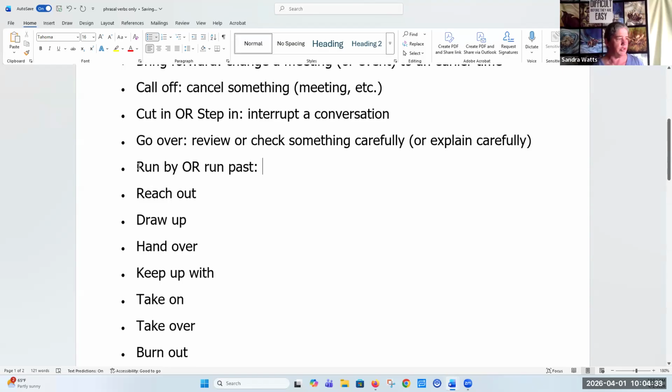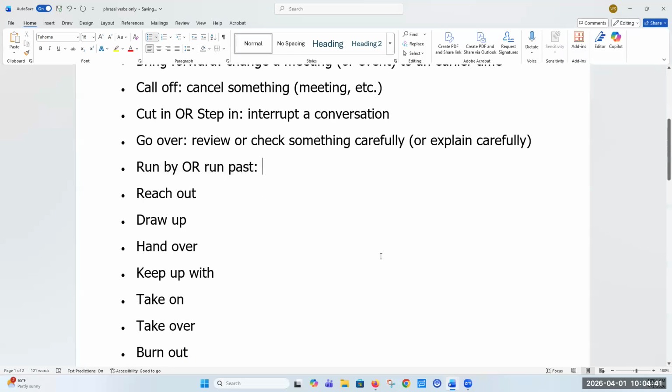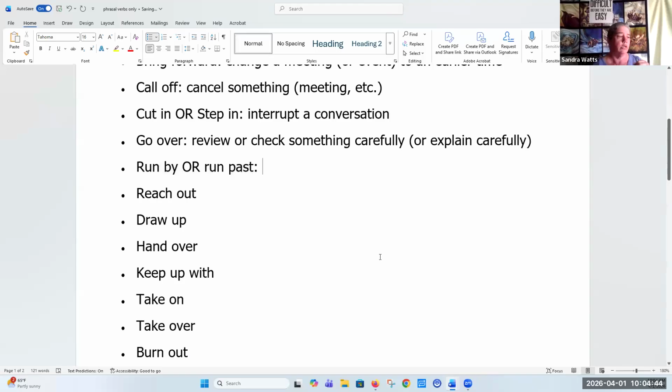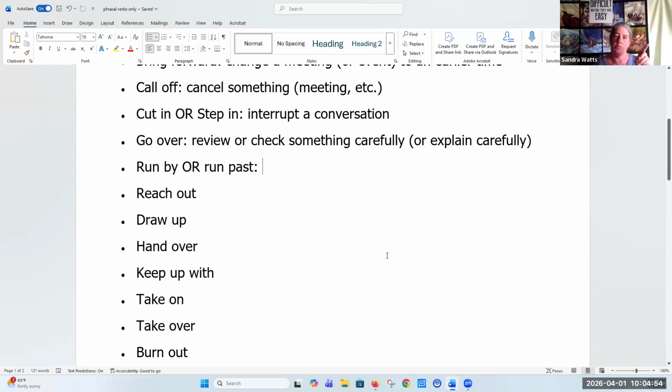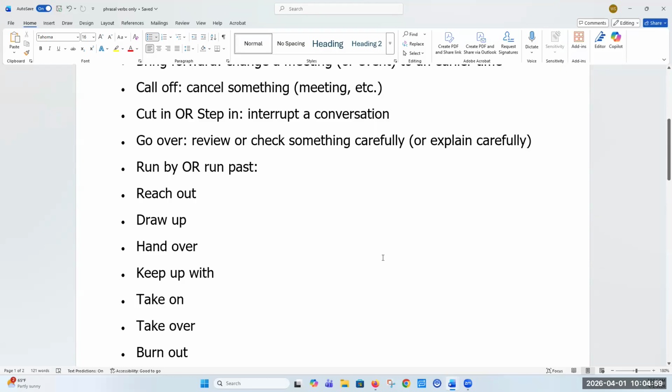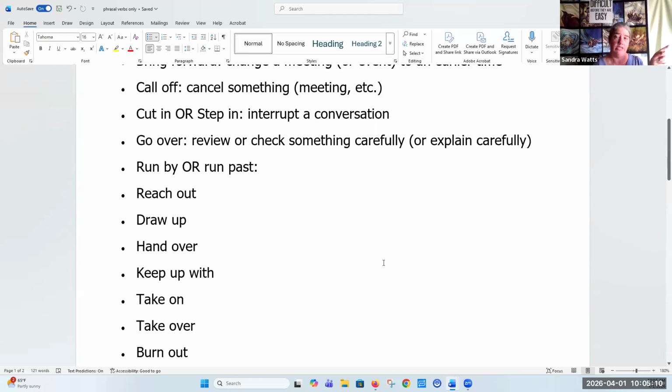Okay, so this one, again, I put two different ones because some people say run by and some people say run past. When we're talking about work again, you can use it the same way. I need to run this report by my manager. I need to run this report past my manager. I need to run this paragraph by my teacher.